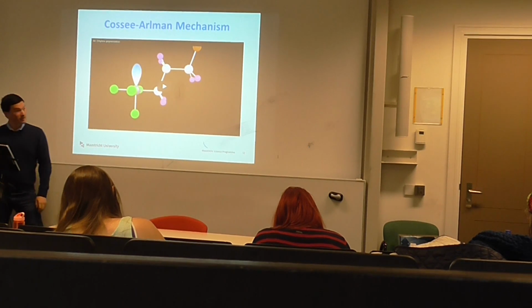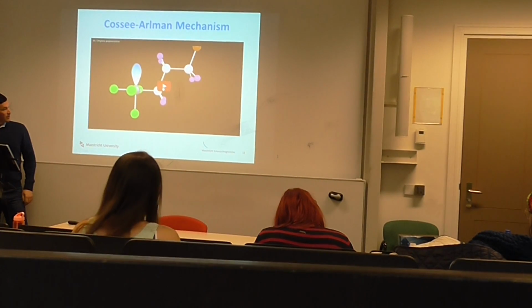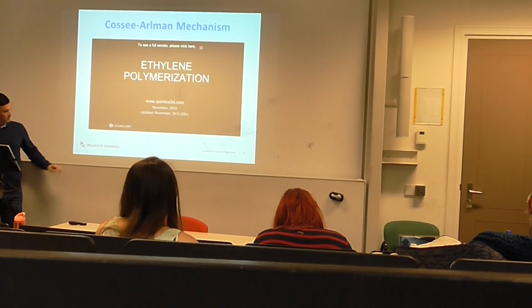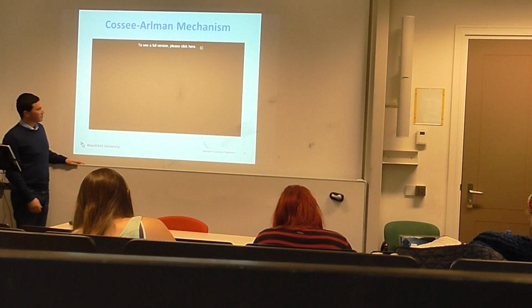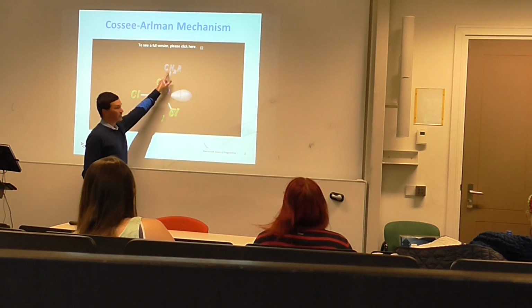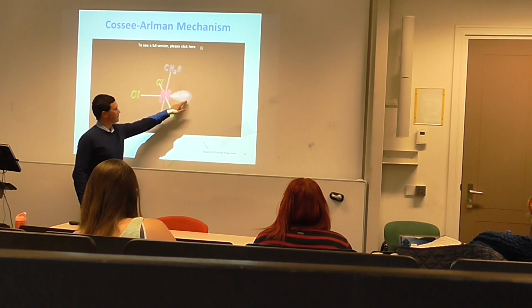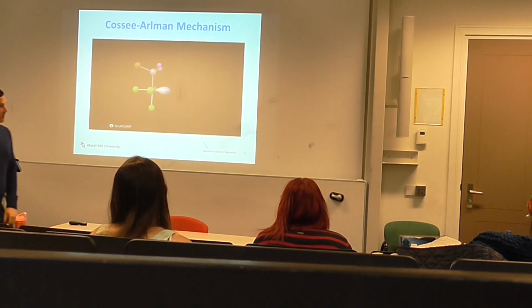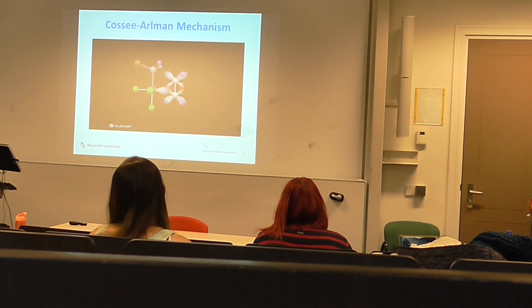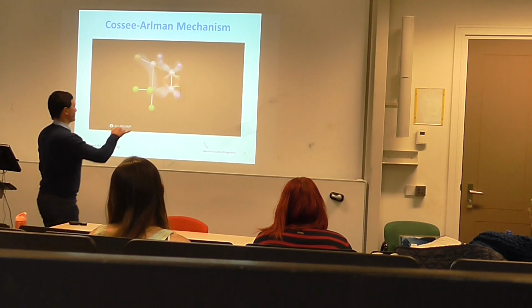This is a video of the Cossee-Arlman mechanism. I hope it works. So you start from the titanium with an active group, as we mentioned, and this is the free coordination site. So the olefin will coordinate the titanium through its pi orbital. The titanium is cationic, so it wants to attract as much electron density as possible, and the olefin contains some electron density. So you have the coordination, then you have the insertion with the four-center.